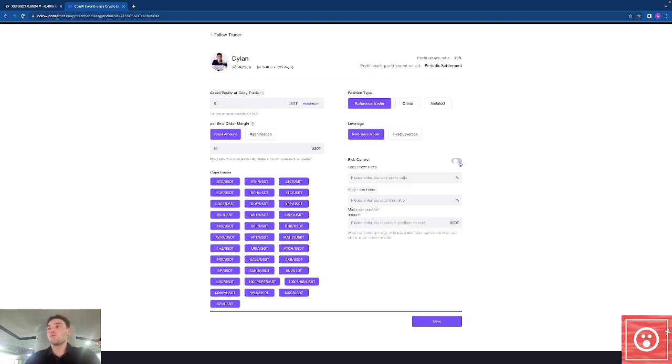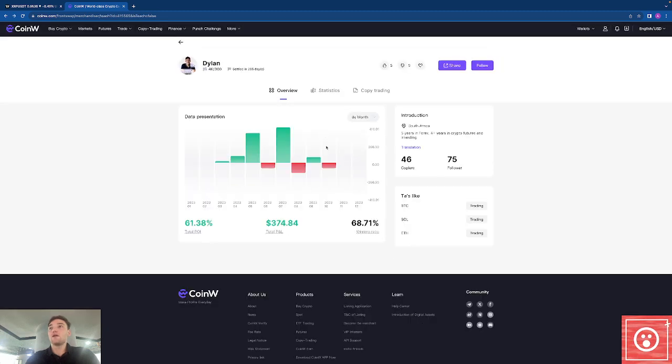Okay, risk control, you can just keep that unchecked. But basically, this is something that you can use. So let's just say I'm in a trade and it goes negative 10%, and that's where you want to cap yourself. Then you can put in 10%, and once it hits a negative 10%, you'll be out of the position. Whereas the take profit ratio is exactly the same, but in reverse. If it goes to 20% positive, then you'll be out of the trade. But it's up to you. You can play around with these settings, but I'll just suggest doing reference trader. Makes more sense. Okay, and then you click save, and then we should be in.